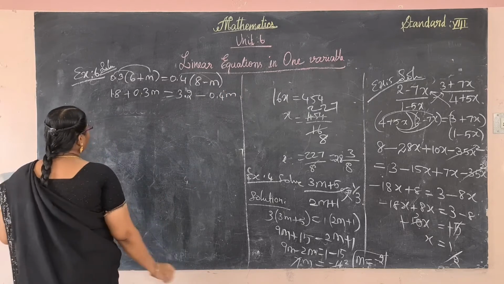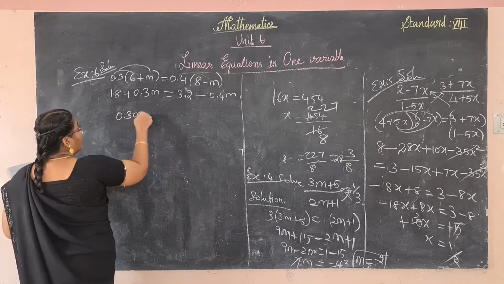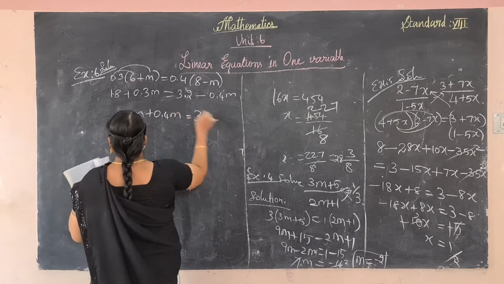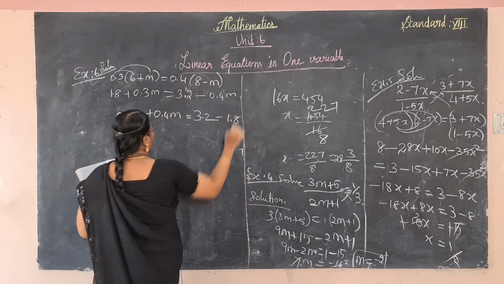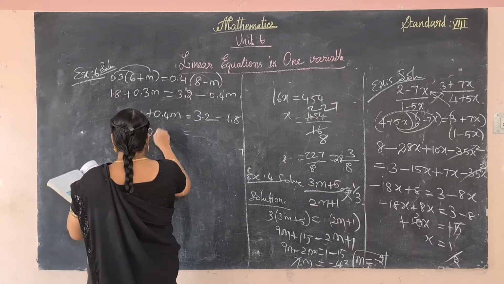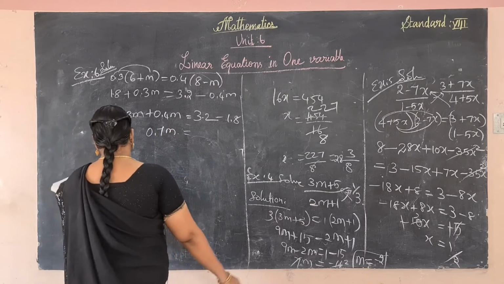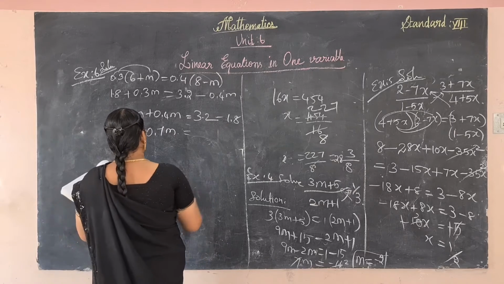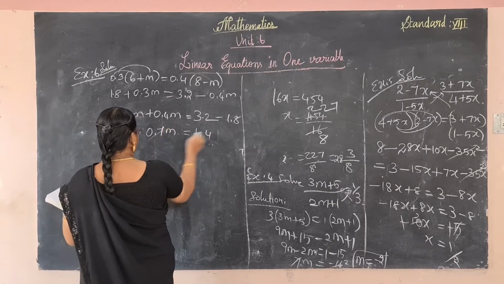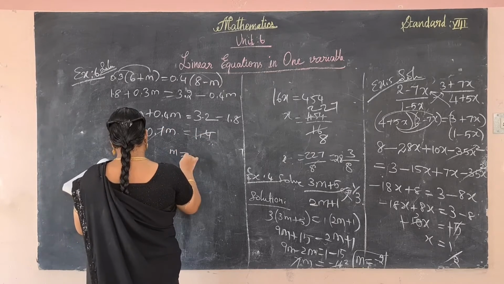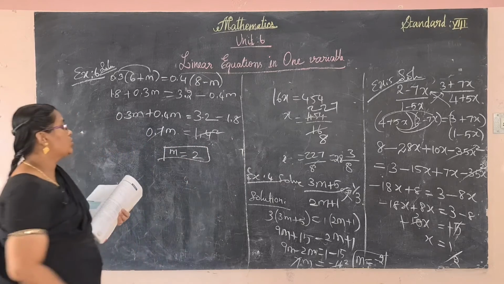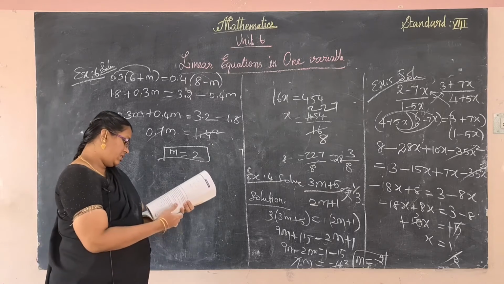Arrange the like terms. So 0.3m, minus comes to the side, plus 0.4m is equal to 3.2 here. Coming to the side, minus 1.8. Add these values: 0.7m. Subtract these values, what do we get? 1.4. It cancels. What do we get? 2 times. So the m value was 2. The m value was 2. Right?